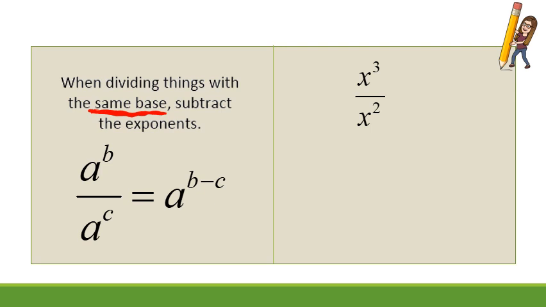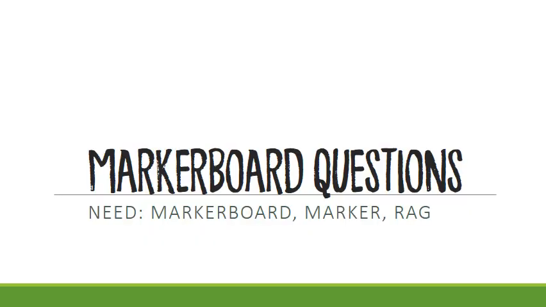I have x cubed divided by x squared. That means I'm going to take the exponents 3 minus 2, which gets me to 1. So my answer is x to the first. 3 is larger, so my first power would stay in the numerator. Those are the only 2 rules we're going to work on today.